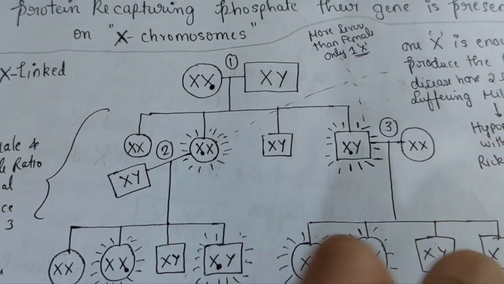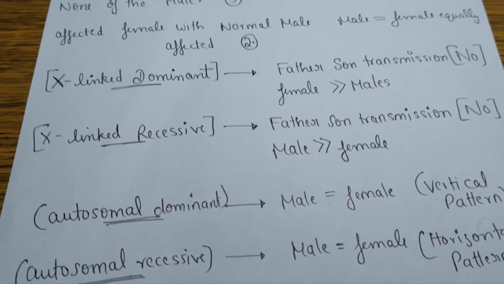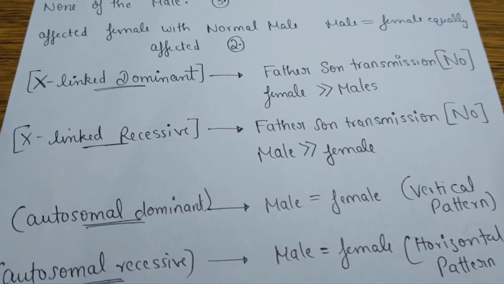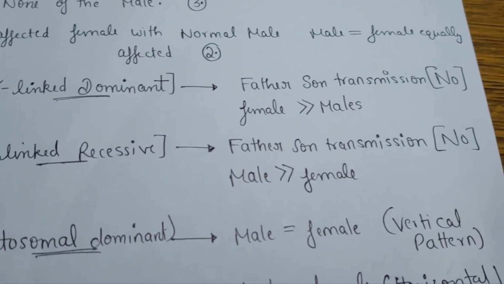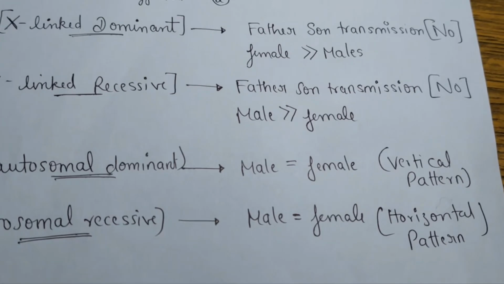In both X-linked dominant and X-linked recessive pedigrees, there is no father to son transmission. In an X-linked dominant pedigree, females will be more affected, and in an X-linked recessive pedigree, males will be more affected.